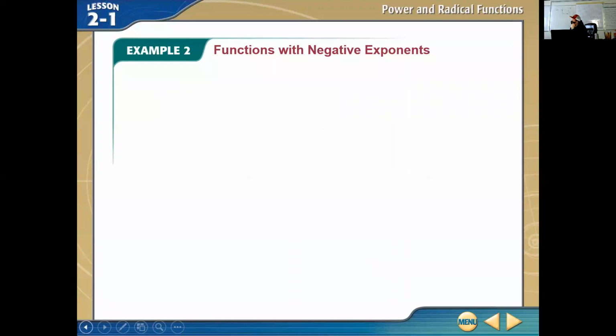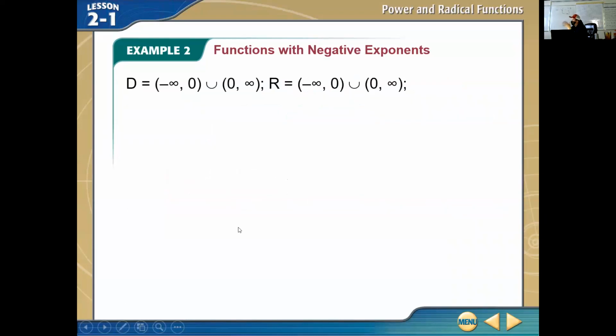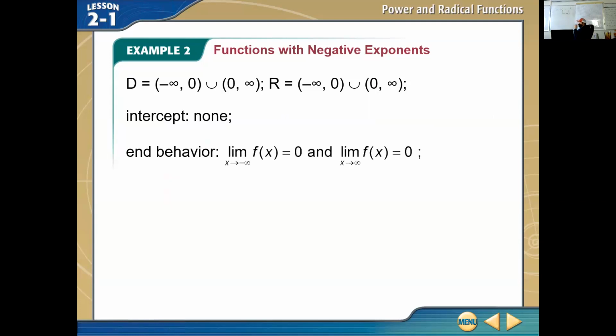The thing you've got to worry about is if your a value is negative, because then it'll change increasing and decreasing. So domain, all real numbers except x can't equal 0. Range, all real numbers, y can't equal 0. There is no intercept. We get very close to touching 0, but we never will. In behavior, as x goes towards a negative infinity, f of x approaches 0. As x goes towards a positive infinity, f of x approaches 0.